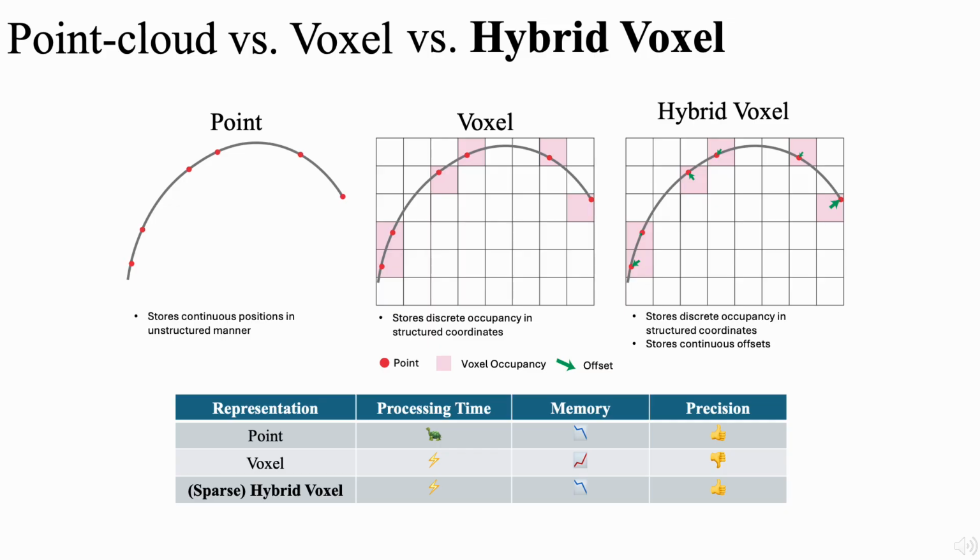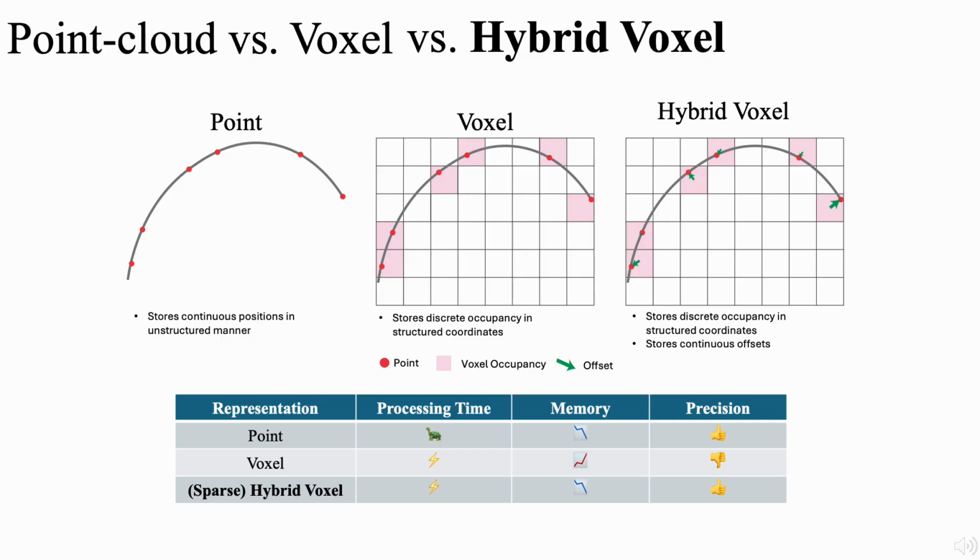Let's compare the methods built from two different representations. Point clouds store continuous 3D points in an unstructured format. They are memory efficient and precise, but require complex operations. Voxels, in contrast, store discrete occupancy in structured grids. They enable fast computation, but waste memory on empty space and lack precise and continuous positioning.